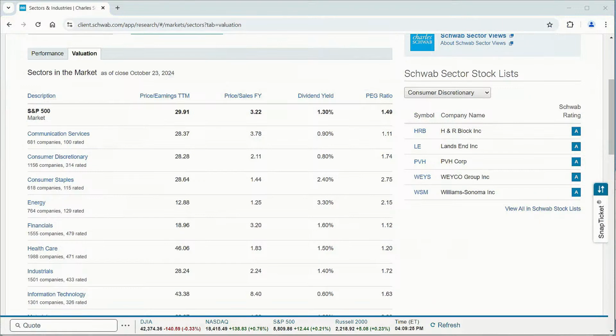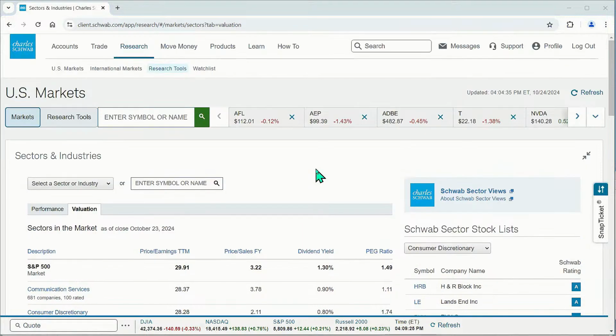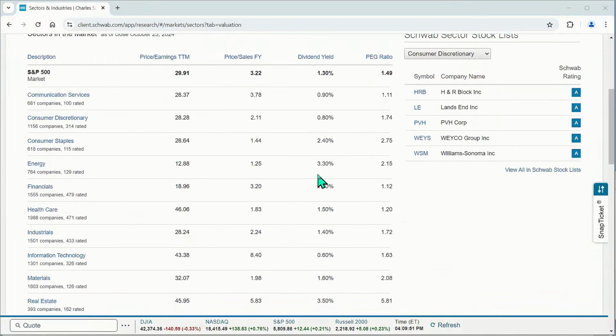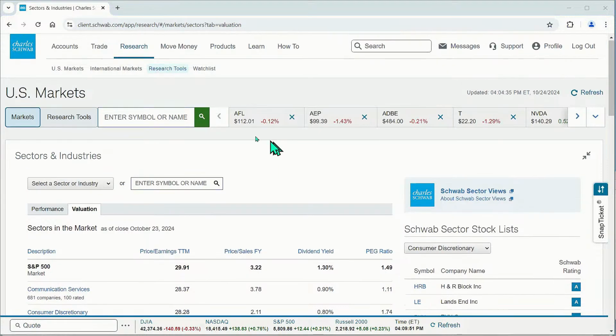So Rob's asking in the chat, I missed the path to the sector strength. Well, I'll show you here again in just one sec how to get there, so you don't have to watch the whole recording if you don't want to. But so this is where we're at.